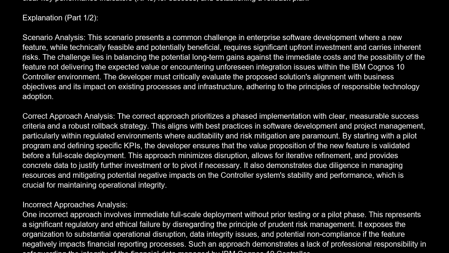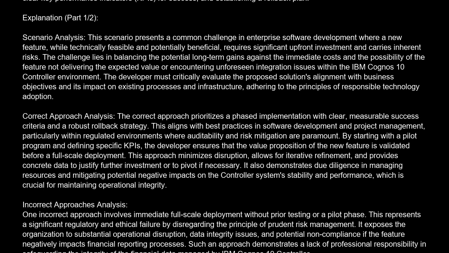This approach minimizes disruption, allows for iterative refinement, and provides concrete data to justify further investment or to pivot if necessary. It also demonstrates due diligence in managing resources and mitigating potential negative impacts on the Controller system's stability and performance, which is crucial for maintaining operational integrity.